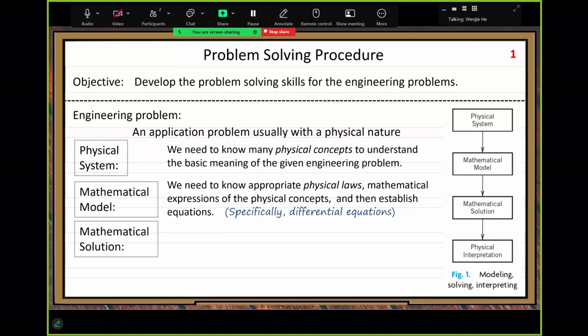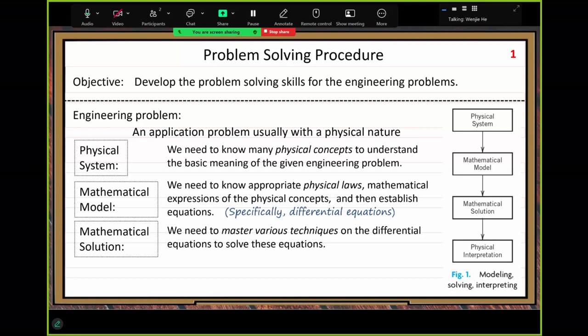All right. So that's block number 3. We need to master various techniques on the differential equations to solve these equations. We need to learn some very powerful tools, mathematical problem solving tools.